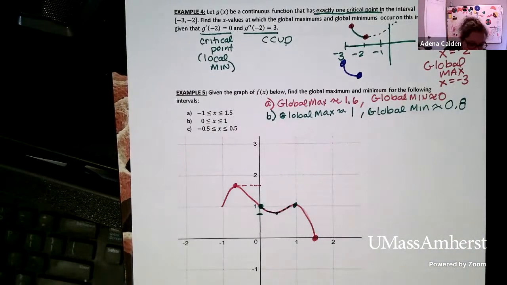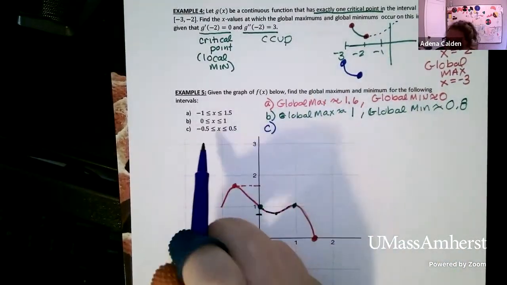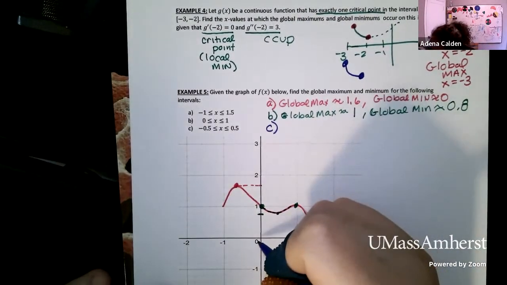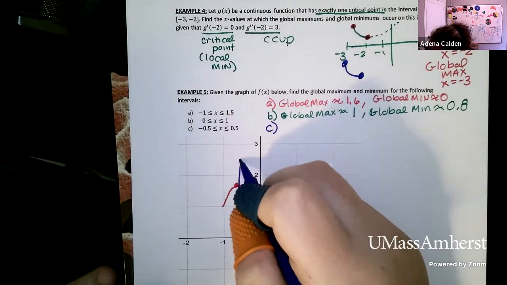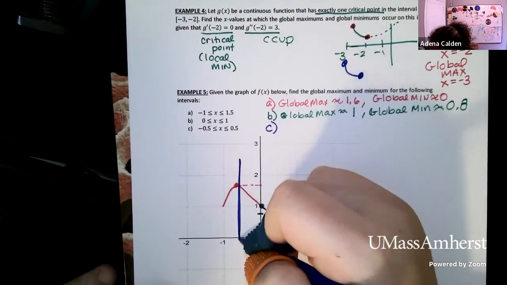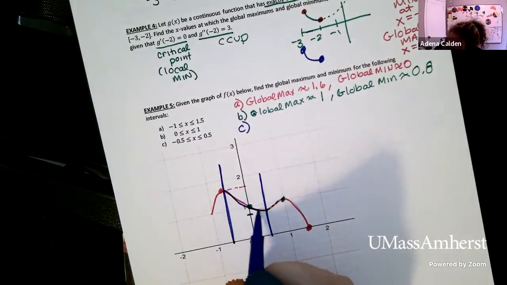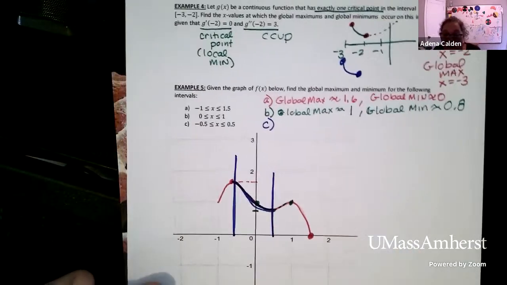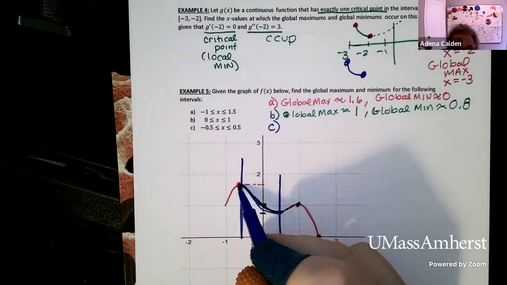So then finally, for part C, I'm looking between negative 0.5 and positive 0.5. So if I go here, about halfway between, I'm going to draw this straight up and down to create my interval. So I'm looking between these two lines, at this part of the function right here. And what I notice is that my 0.5 hits just about where this was before.